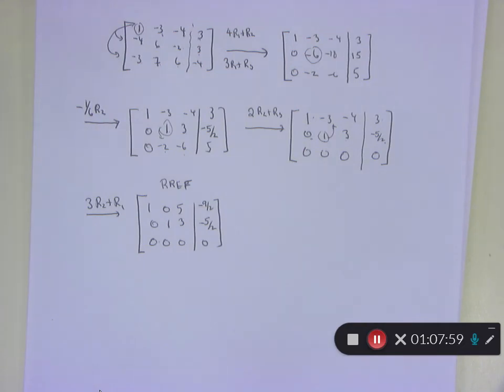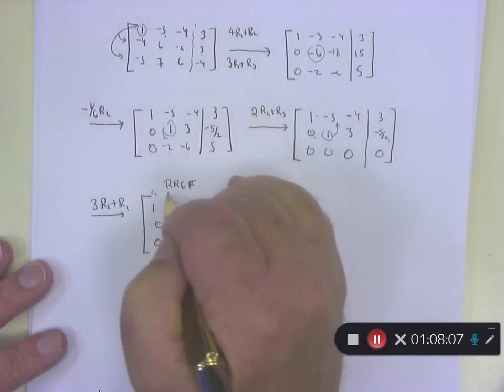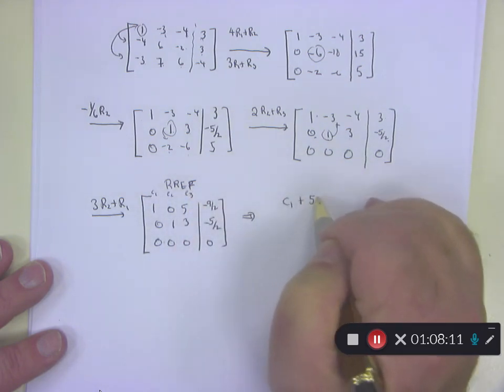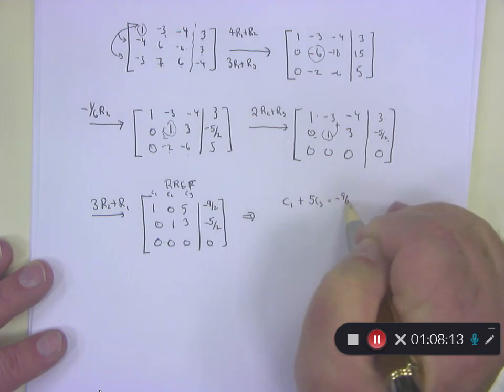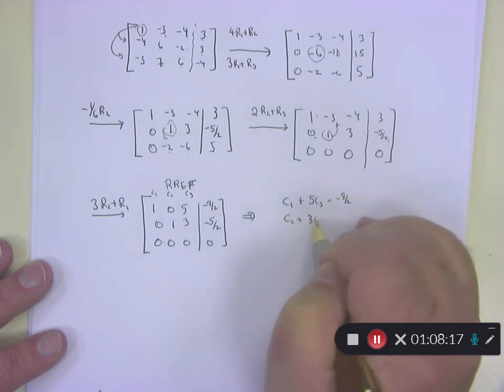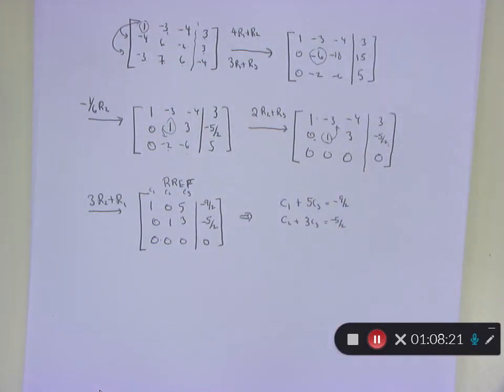So, again, we need to solve for C1, C2, C3. What's the answer? Well, I'm going to write these back as equations in terms of my C's. This was the column of C1, C2, and C3. So C1 plus 5C3 is equal to -9 halves. C2 plus 3C3 is equal to -5 halves. Solve for the pivots.